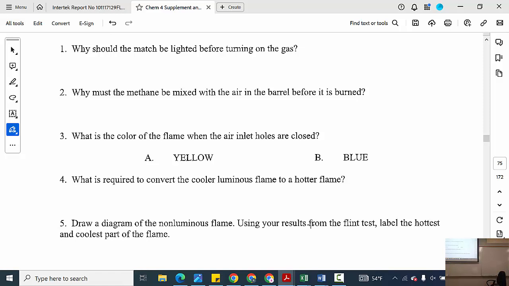What is required to convert the cooler luminous flame? Is it the blue flame that's luminous or the orange flame that's luminous? It's the orange flame. We call that luminous. When it's blue, it's hard to see with the room lights on. But the yellow or the orange flame is a lot easier to see. And so what is required to convert the yellow flame to a hotter flame? Oxygen. More oxygen. More air.